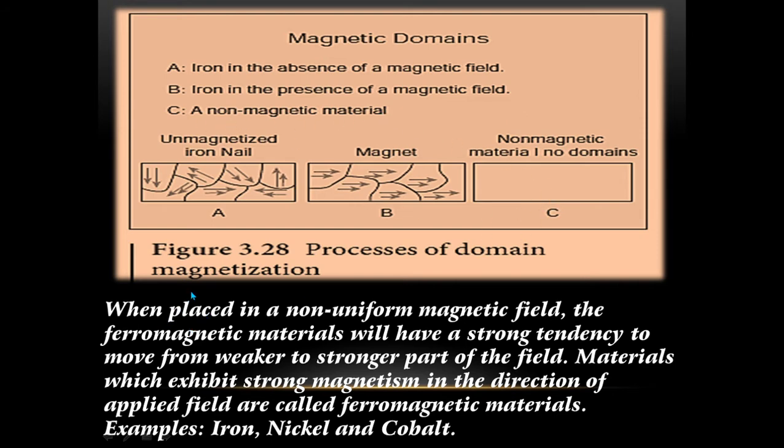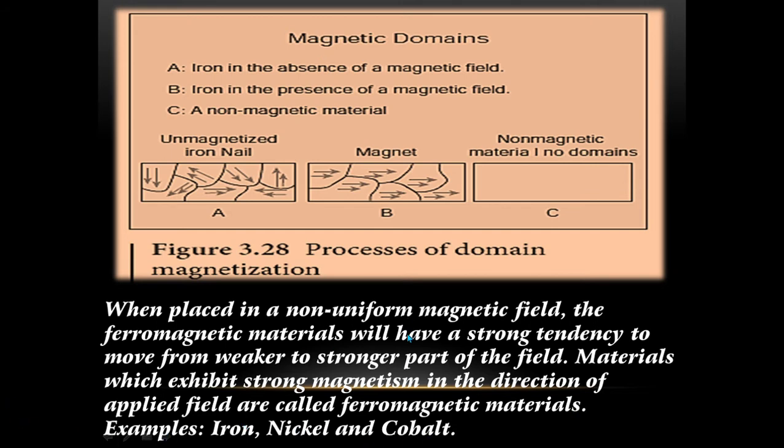Suppose a ferromagnetic material is placed in a non-uniform magnetic field, what happens? The ferromagnetic materials will have a strong tendency to move from the weaker to the stronger part of the field. Materials which exhibit strong magnetism in the direction of the applied field are called ferromagnetic materials. Example, iron, nickel and cobalt.